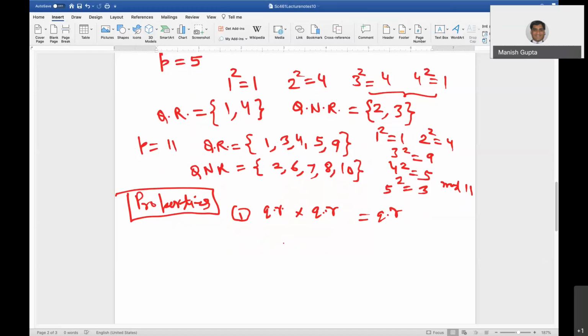Okay. If you take two quadratic non-residues and multiply them, you will again get a quadratic residue. Okay. And if you take one quadratic residue and one quadratic non-residue, you will get a quadratic non-residue. These are some very basic properties. Okay.